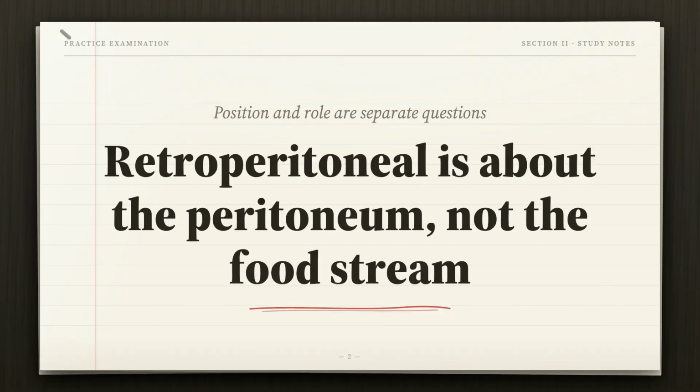Retroperitoneal describes position behind the peritoneum, while accessory describes a role in digestion, and organs can mix and match both labels independently. Sorting position and function separately is what keeps this distinction exam-proof.